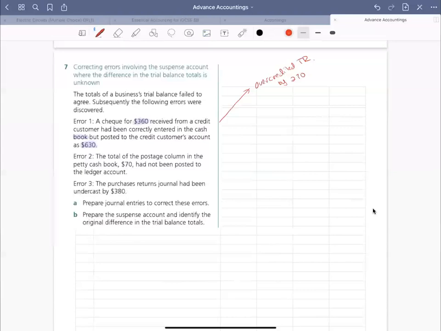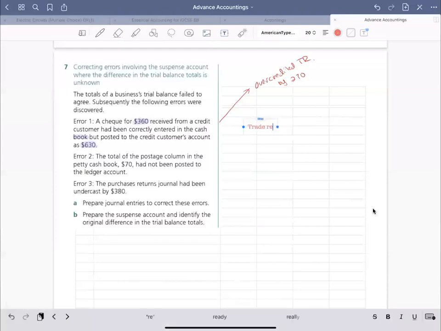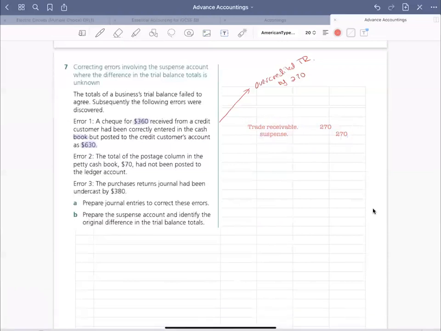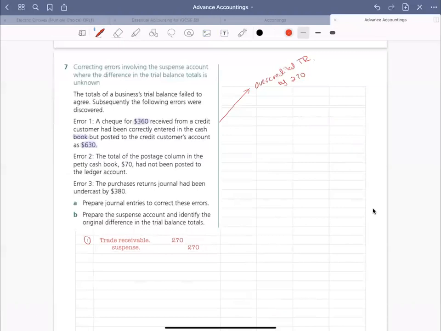Trade receivable account. So we need to fix it by debiting trade receivable account. So we're just gonna put here debit trade receivable. We're gonna put 270, and then it's going to be suspense account 270. Okay, so this is for error number 1. Once you're done with error number 1, you can go on to error number 2. We don't really need a narrative for this one here, and we don't need the date. So this is your debit, this is your credit, this is your details.